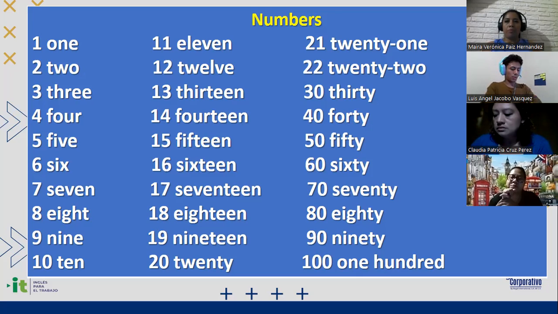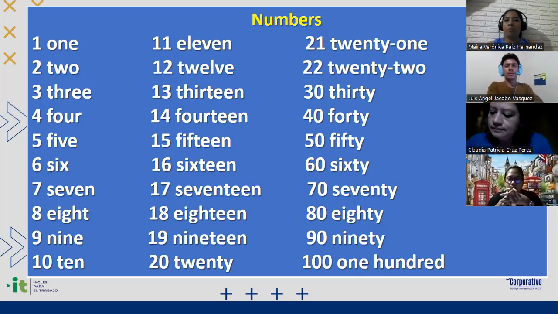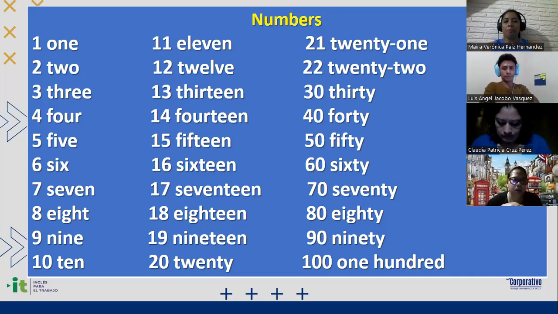Now, who's going to help me? Luis, please, can you repeat all of this? 21, 22, etc. 30, 40, 50, 60, 70, 80, 90, 100. Okay, thank you very much, right? Karen, please, only you. 21, 22, 30, 40, 50, 60, 70, 80, 90, 100. My goodness. Very good. Fast and good, right?